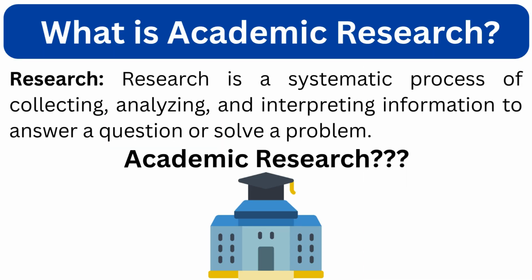Let's start by understanding what academic research actually means. Research is a systematic process of collecting, analyzing, and interpreting information to answer a question or solve a problem. This could happen in business, industry, or academia. For example, when a company studies consumer behavior to improve sales, that's research. Academic research happens specifically in educational institutions with the goal of expanding knowledge, developing theories, and generating new insights that contribute to a specific field.